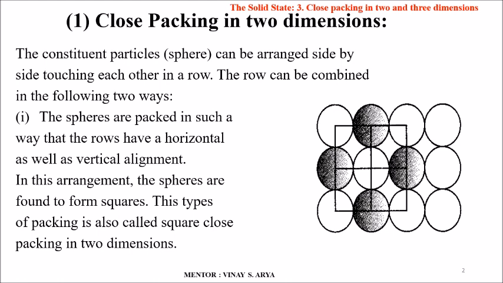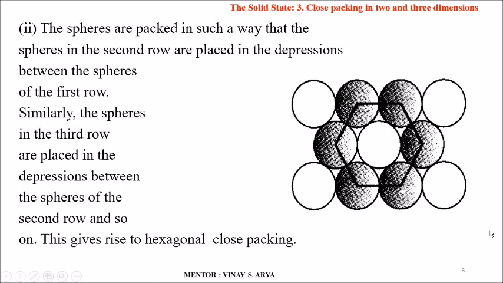And this geometry having coordination number 4, when combined with another geometry of the same type at a distance, forms the cubic geometry in 3 dimension. Now the second type of arrangement is where the spheres are packed in such a way that the spheres in the second row are placed in the depressions between the spheres of the first row. Similarly, the spheres in the third row are placed in the depressions between the spheres of the second row, and so on. So this gives a hexagonal close packing arrangement.